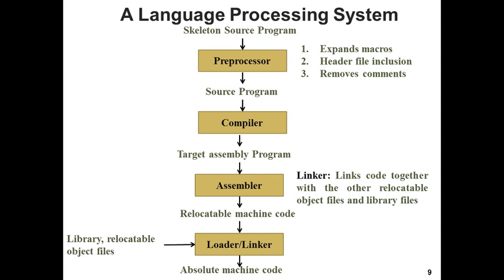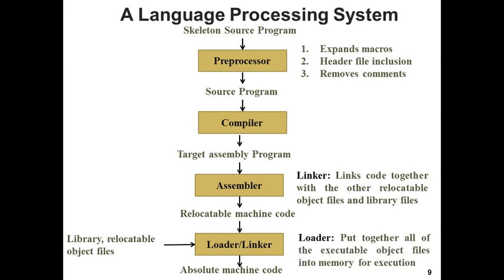And this relocatable machine code is given to the loader and linker. The job of the linker is to link the code together with the other relocatable object files and library files. And the job of the loader is to put together all the executable object files in memory for execution. So after the loader and linker, we get the absolute machine code in the form of an executable file.